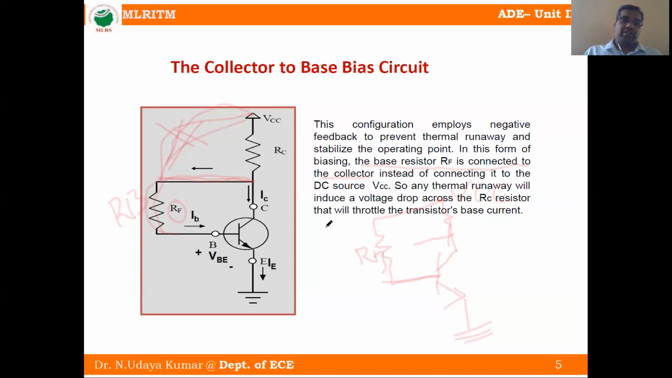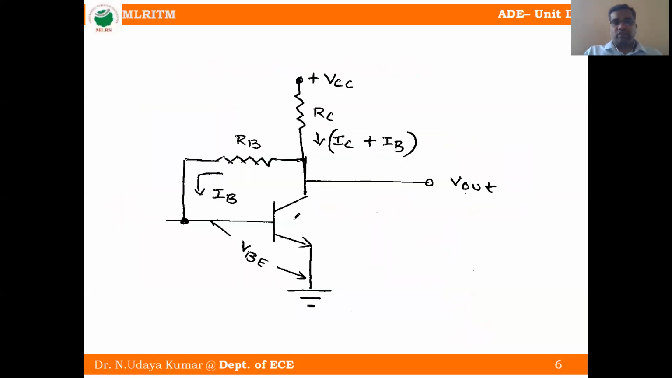So what is the main difference? Instead of connecting the base resistance to VCC, the DC source, we are connecting it to the collector terminal. So this is the same circuit I drew like this. It is a collector to base bias.